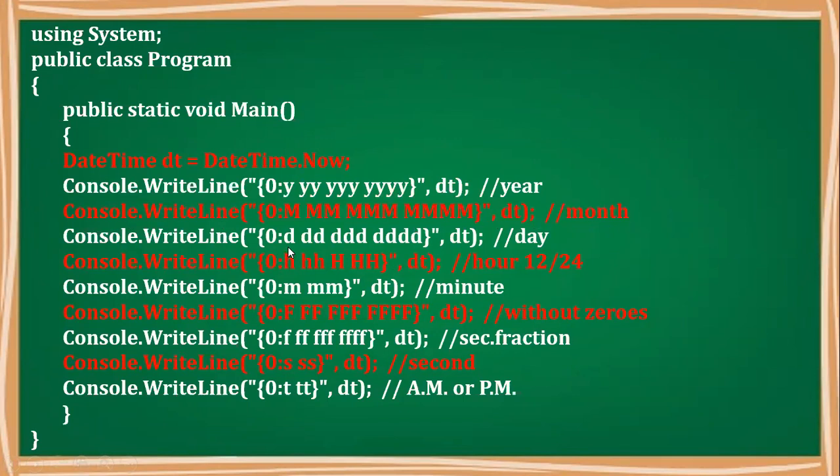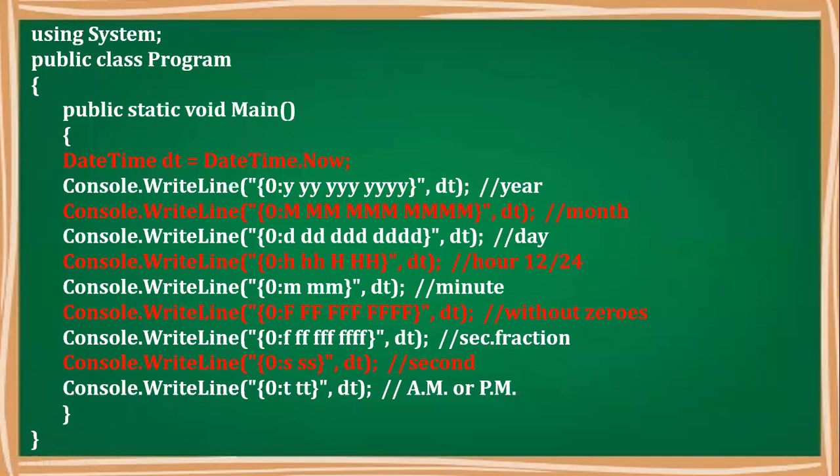If you are using small case d, you are going to get the day. If you are using small case h, then you are getting hour, and in capital H, the formatting will be different. In the Console.WriteLine, mm stands for minute, then F stands for fractions of seconds without zeros, then small case f, second fraction, and s will be seconds, and t will be AM and PM.